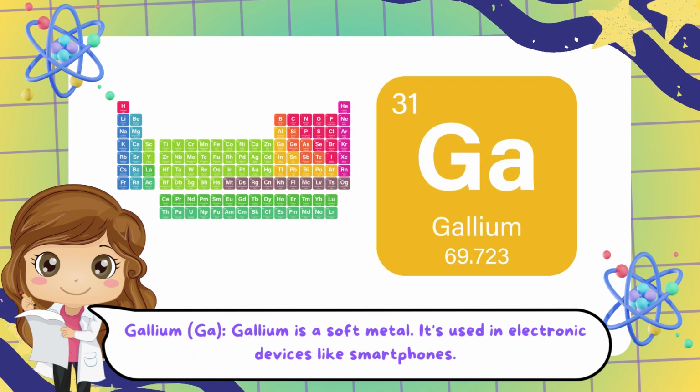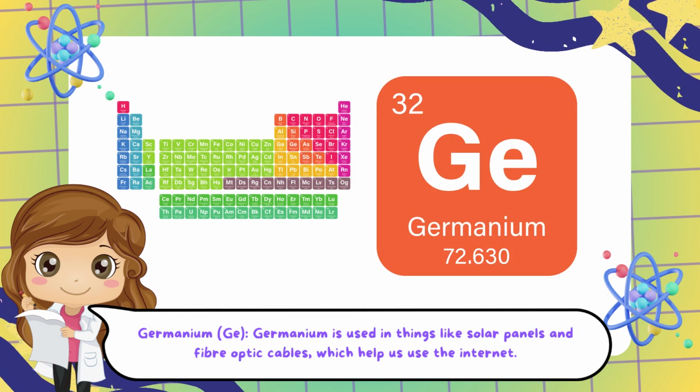Gallium, Ga. Gallium is a soft metal. It's used in electronic devices like smartphones. Germanium, Ge. Germanium is used in things like solar panels and fiber optic cables, which help us use the internet.